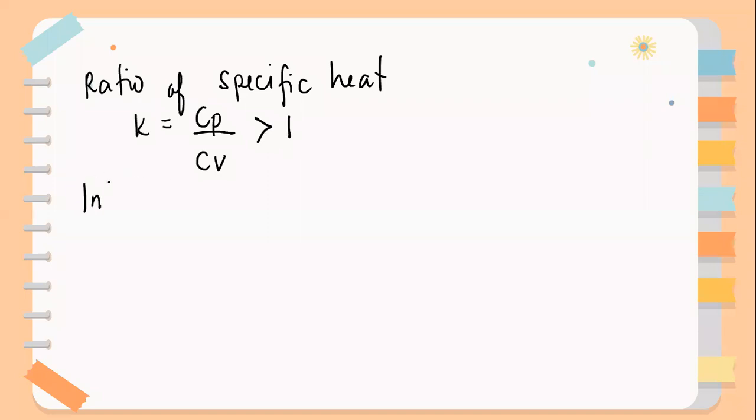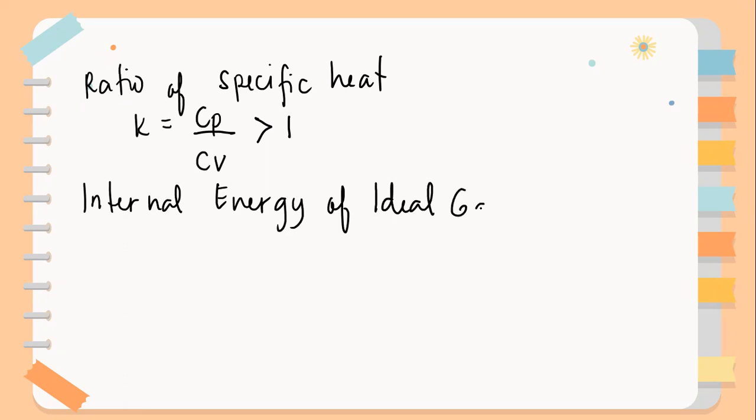Then we have the internal energy of an ideal gas, which is delta U equal to mCv(T2 minus T1). This one is under Joule's law, which states that the change of internal energy of an ideal gas is a function of only the temperature change. Therefore, delta U is given by this formula. Whether the volume remains constant or not, delta U is equal to mCv(T2 minus T1).